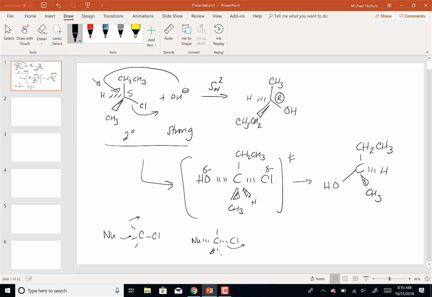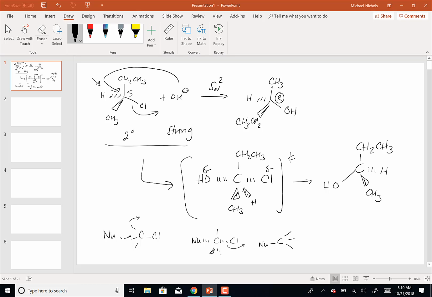Then when the chloride leaves, the bonds end up going to the opposite side. So that's the inversion, where it goes from this orientation to the other orientation. And that's because of the backside attack.